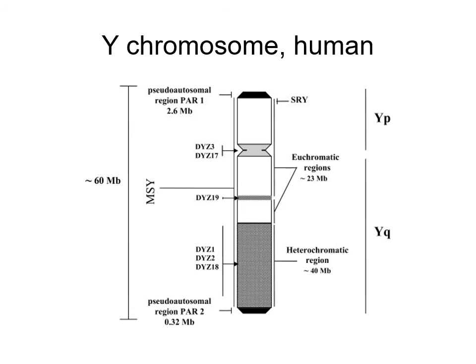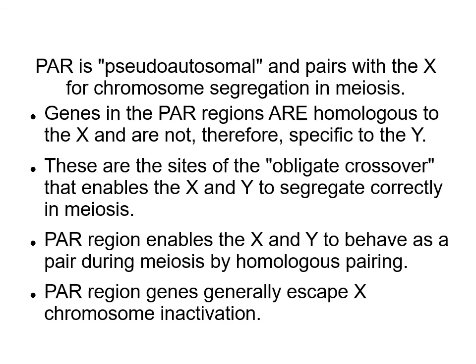Okay, here's another picture of the pseudo-autosomal region. In the pseudo-autosomal PAR1, they are homologous, on either side of the obligate crossover, and that enables them to behave as a pair. And in fact, I didn't say this, but it's true that the PAR region genes generally escape X chromosome inactivation.